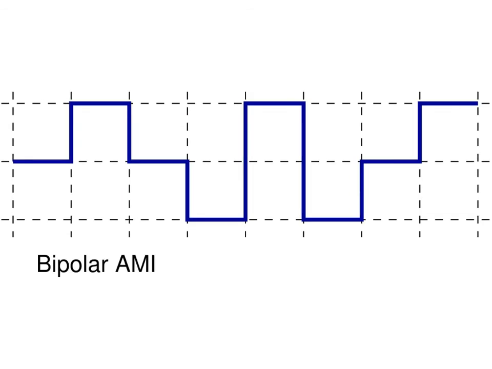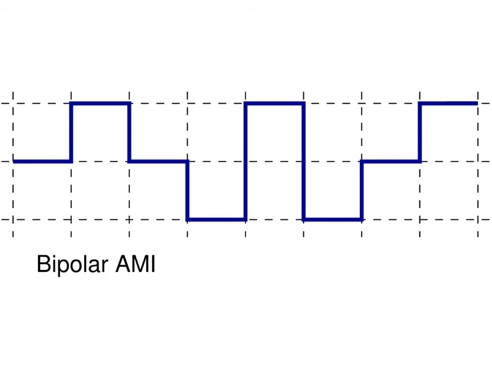Okay, here's another, third scheme. Bipolar AMI. AMI stands for alternate mark inversion. Mark means 1, a bit 1. We invert the level when we have a next bit 1. So on successive ones we change the level. When we have a bit 0, we maintain a 0 level, 0 volts.